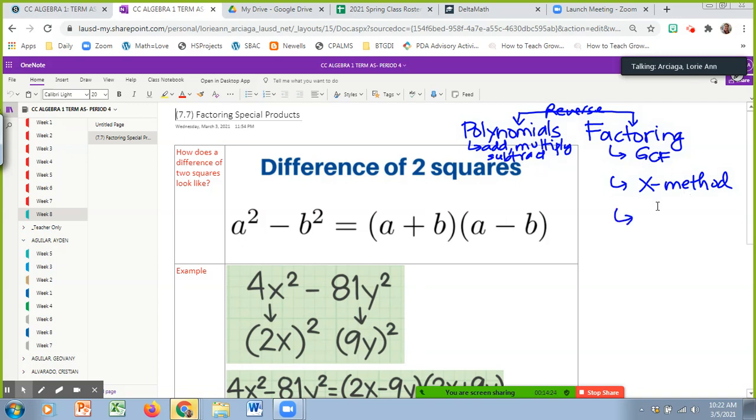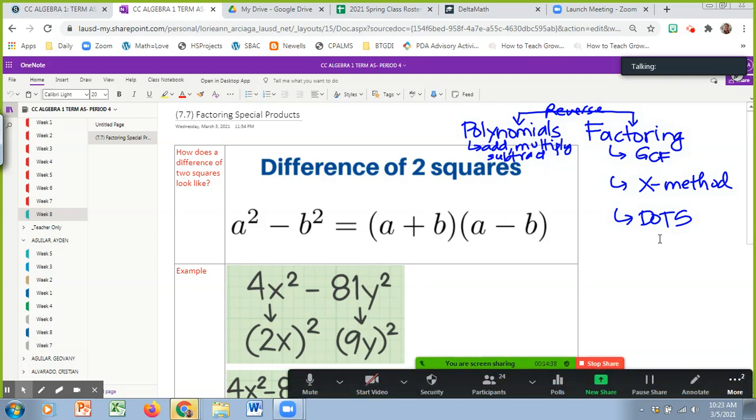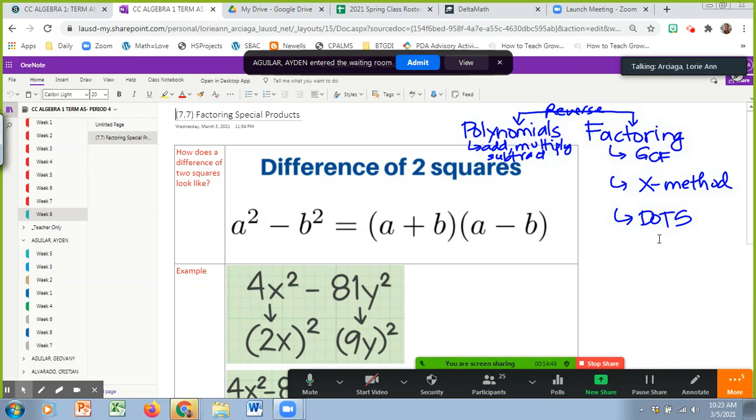So for today, I'm going to teach you another technique for factoring, which I call dots. Dots. Can everybody type dots in the chat pod? Dots. Nice. Thank you. Awesome.